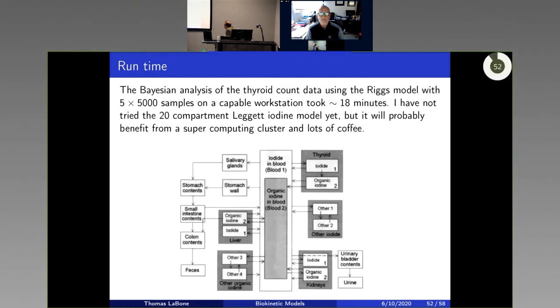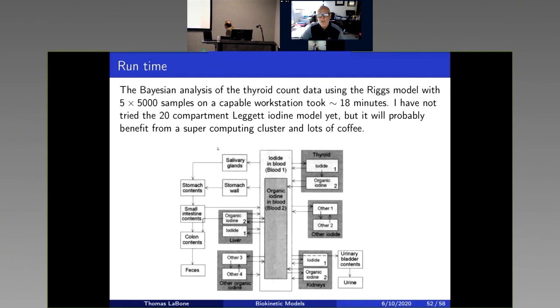The runtime to do that, 5 times 5,000 samples, took about 18 minutes on a capable workstation. It was a pretty good workstation, with 8 physical cores, 16 with hyperthreading. It was an i7. And the nice thing about the Bayesian analysis is you can run them separately. You can run each of these chains on a different core, so you can multitask it.